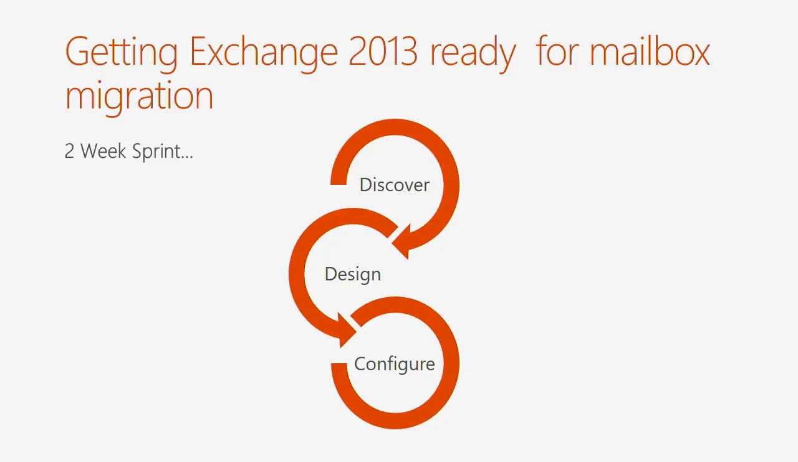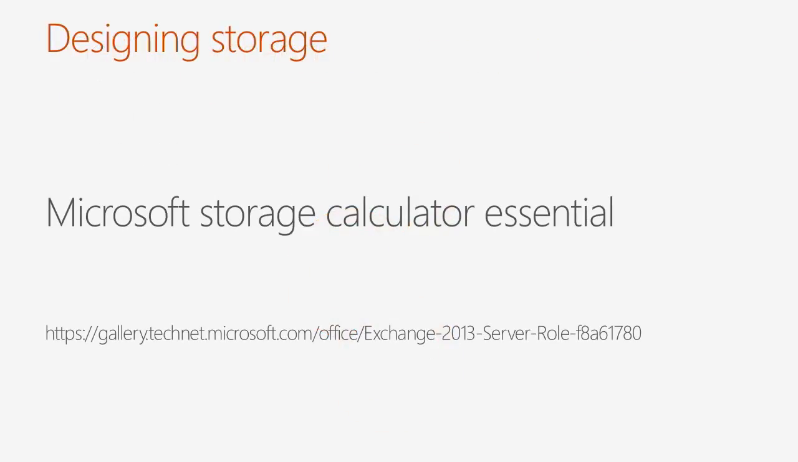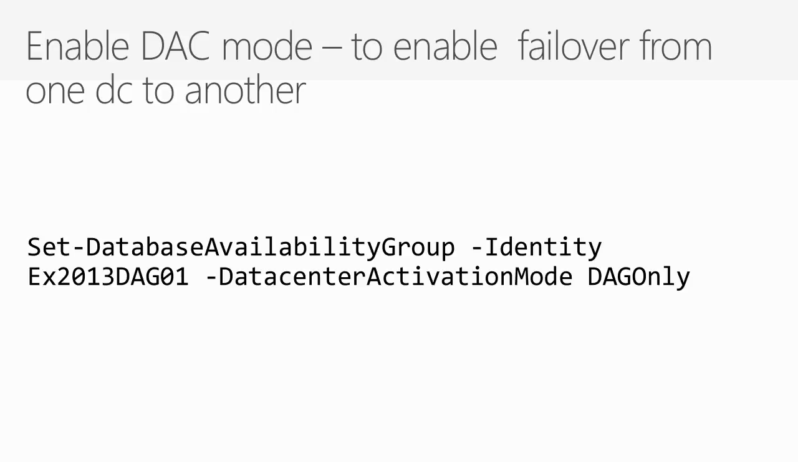So we went through 3 phases: we worked out what we needed to do, so that was getting our task list; we carried out our task list, we did our design, and we implemented, and we did our configuring. So the first thing you needed to do, of course, is to design your storage, and you can't go past the Microsoft Storage Calculator. It's a giant spreadsheet, which is really, really helpful and quite straightforward. This is how we set up the failover between the two data centres. We used the data centre activation mode with DAG only.